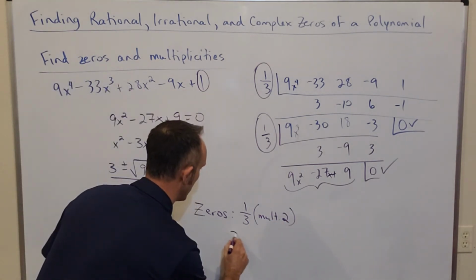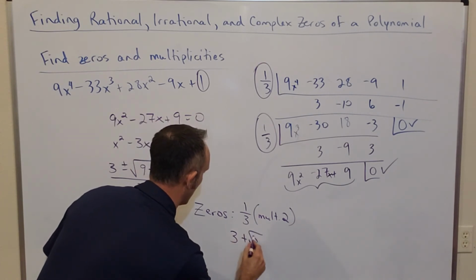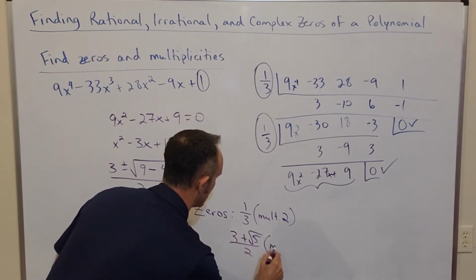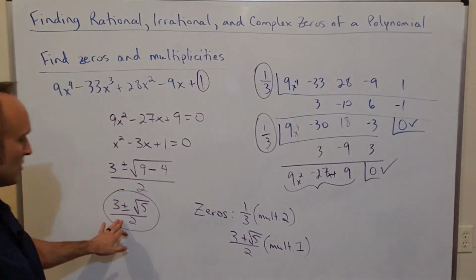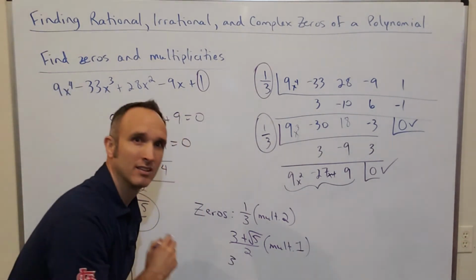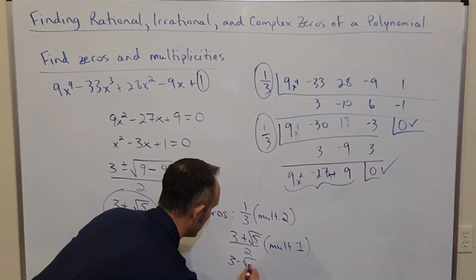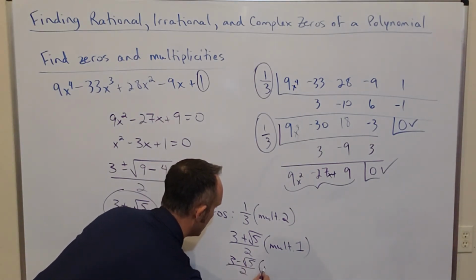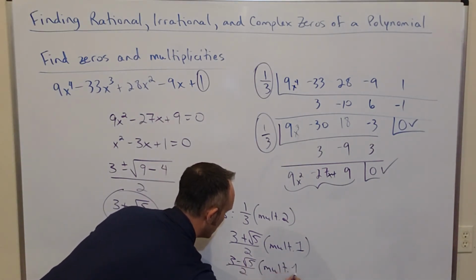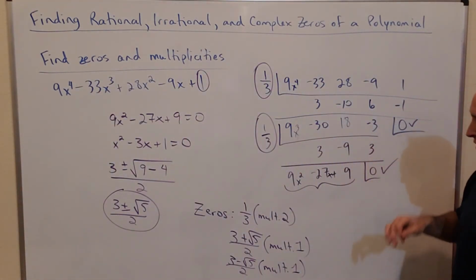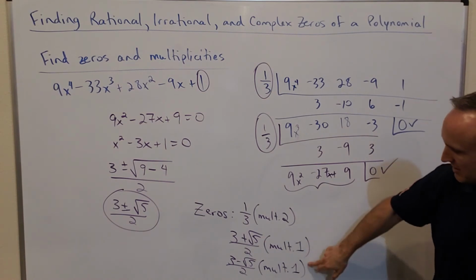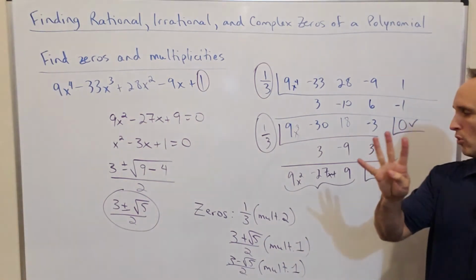3 plus the square root of 5 over 2 is a 0, and it has multiplicity 1. And last, we have 3 minus the square root of 5 over 2, and it also has multiplicity 1, okay? So you can see that when you look at all the multiplicities together, it adds up to 4.